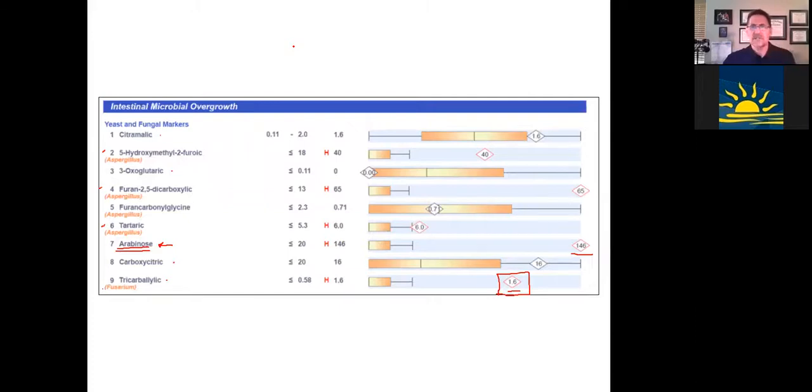So as far as, let's see, okay, there's a couple of questions here. Does supplementing with Saccharomyces boulardii increase Arabinose titer in the OAT? No, from my knowledge and my experience, it does not.